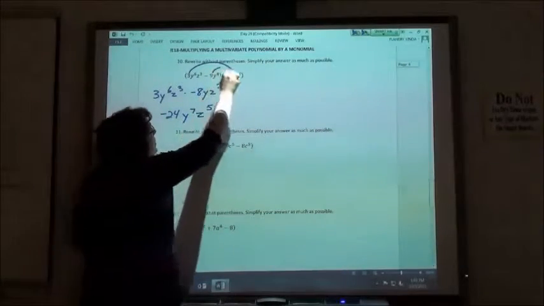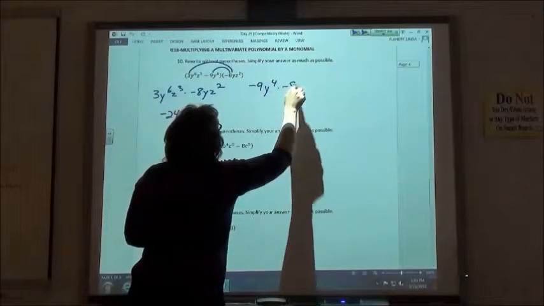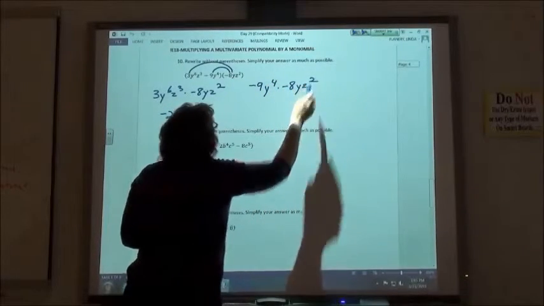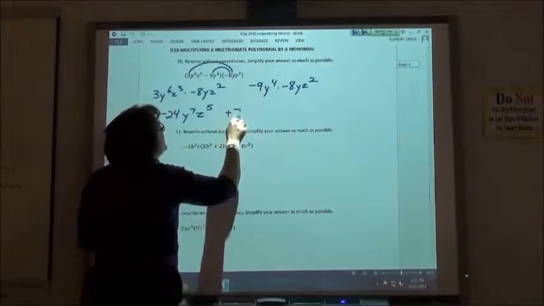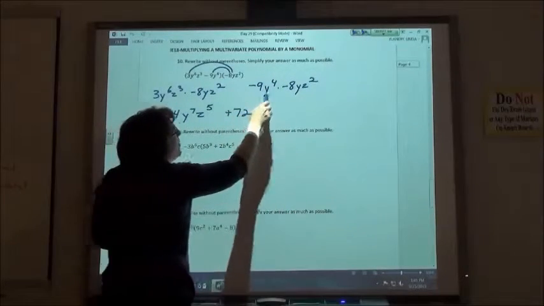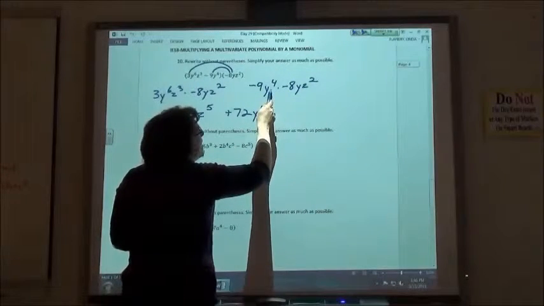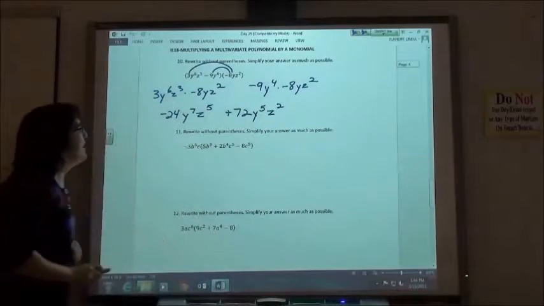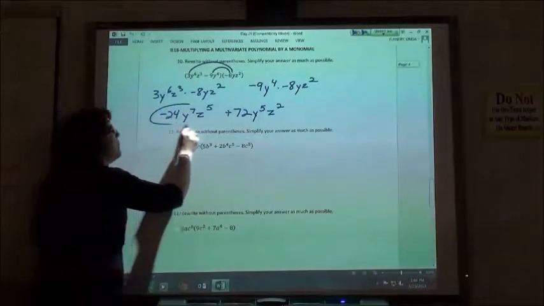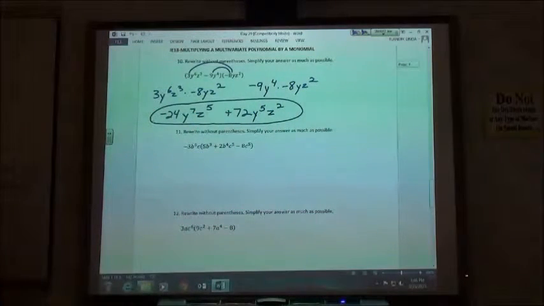And then I'm going to multiply those two terms together, so negative 9y to the 4th times negative 8yz squared. A negative 9 times a negative 8 is a positive 72. Y to the 4th times y is y to the 5th. And even though that doesn't have a z, this has a z squared, so I'm still going to have the z squared on the end. So negative 24 y to the 7th z to the 5th plus 72 y to the 5th z squared.